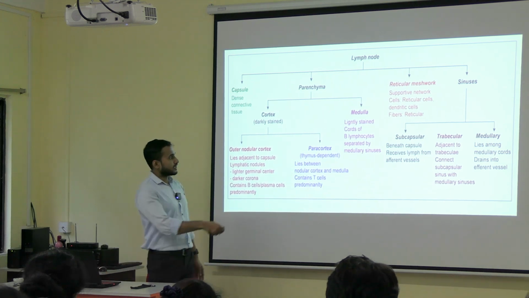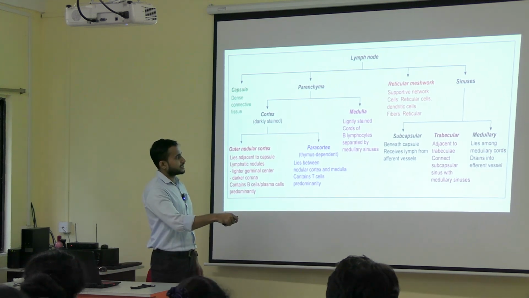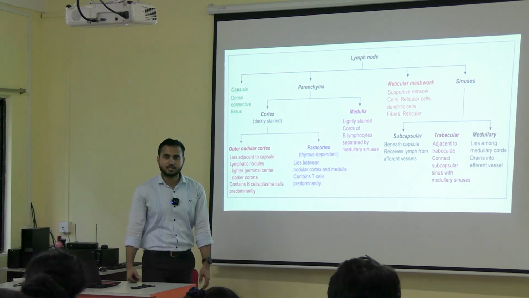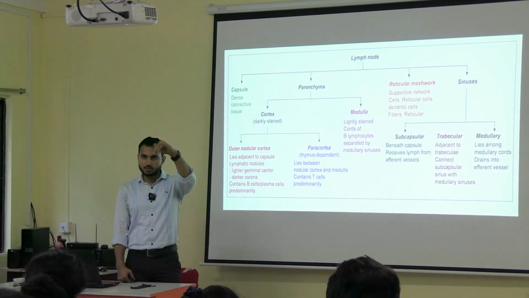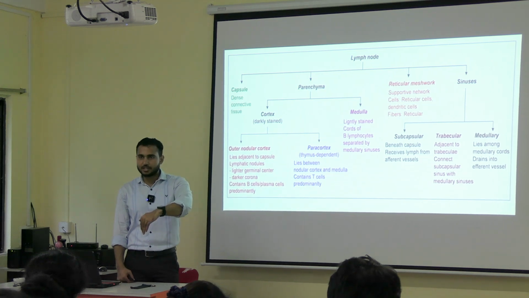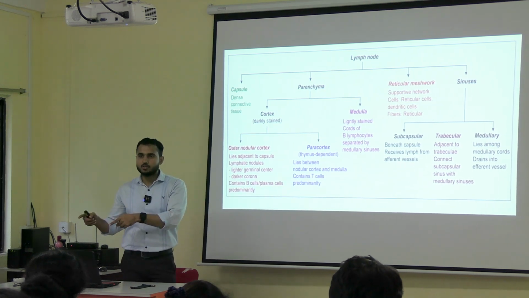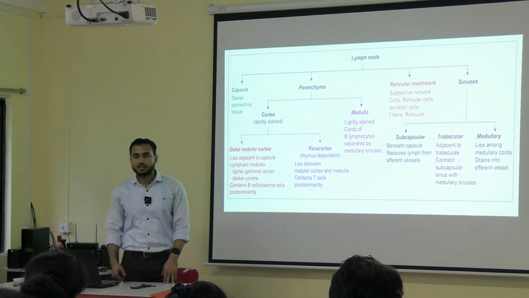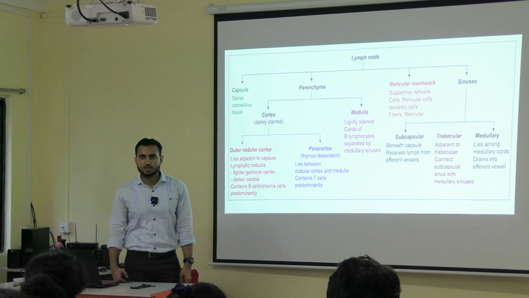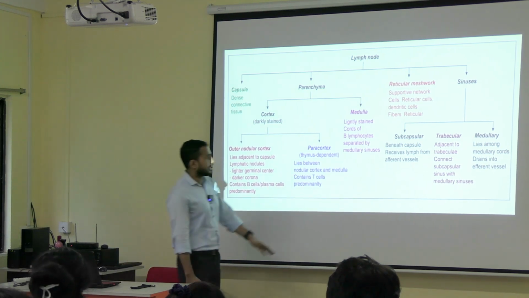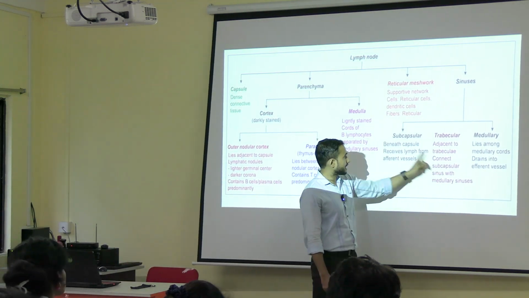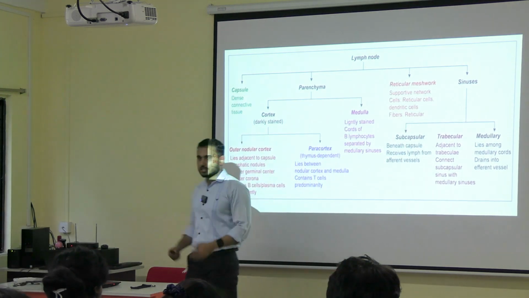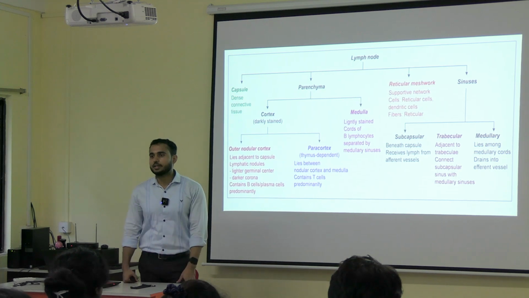Next, you can see trabecular sinuses. These are adjacent to the trabeculae and connect the subcapsular sinus with the medullary sinus. The trabeculae go from the capsule into the gland and divide it into small lobules. Adjacent to the capsule trabeculae, small sinuses are there, and these are called trabecular sinuses. What is the function? They connect the subcapsular sinus with the medullary sinus. This is how the lymph is flowing through the lymph node.